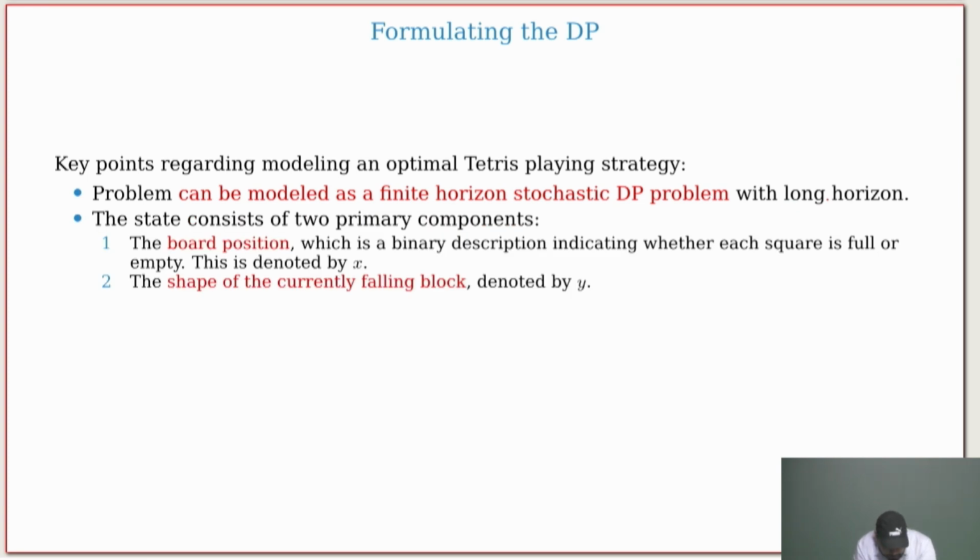So, what is state in Tetris? There is a board position. So we can use a binary vector that says which of the blocks are occupied and which are free. So that will be the board position or the state. That is denoted by X. And then the shape of the currently falling block is denoted by Y. So according to our notation, Y is the observation that we will have.